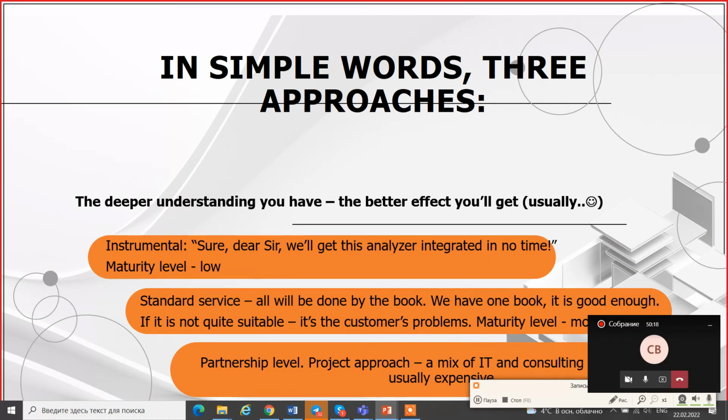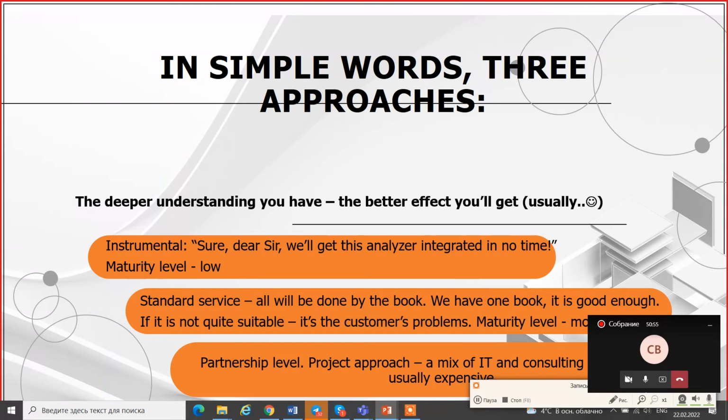So, in simple words, how do people usually approach LIS implementation, and the implementation of any IT solution on the planet, not only LIS? Instrumental approach. Sir, yes sir, we can implement your analyzer or not implement your analyzer. We can implement a dozen of your analyzers for $200 each. At this point, usually our customers say, while remembering the price of their instruments, how much will it cost never to get them to the instruments.